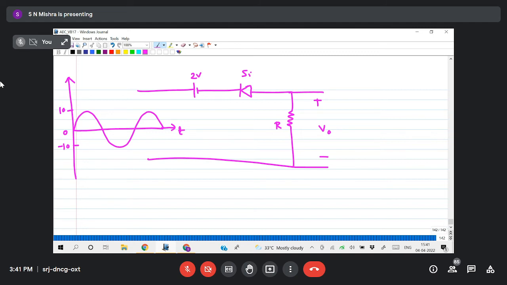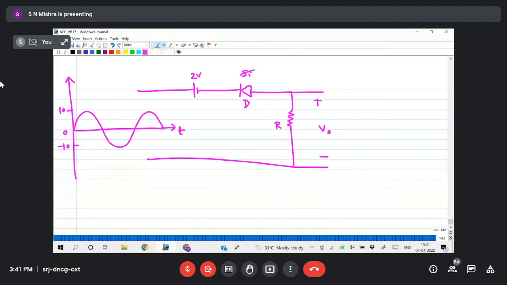Sir, Vi greater than 1.3. Greater than, or less than? So less than. Sir, less than, that's in reverse direction. Yes, sir. Less than 1.3. If it is an ideal diode, then less than 2.